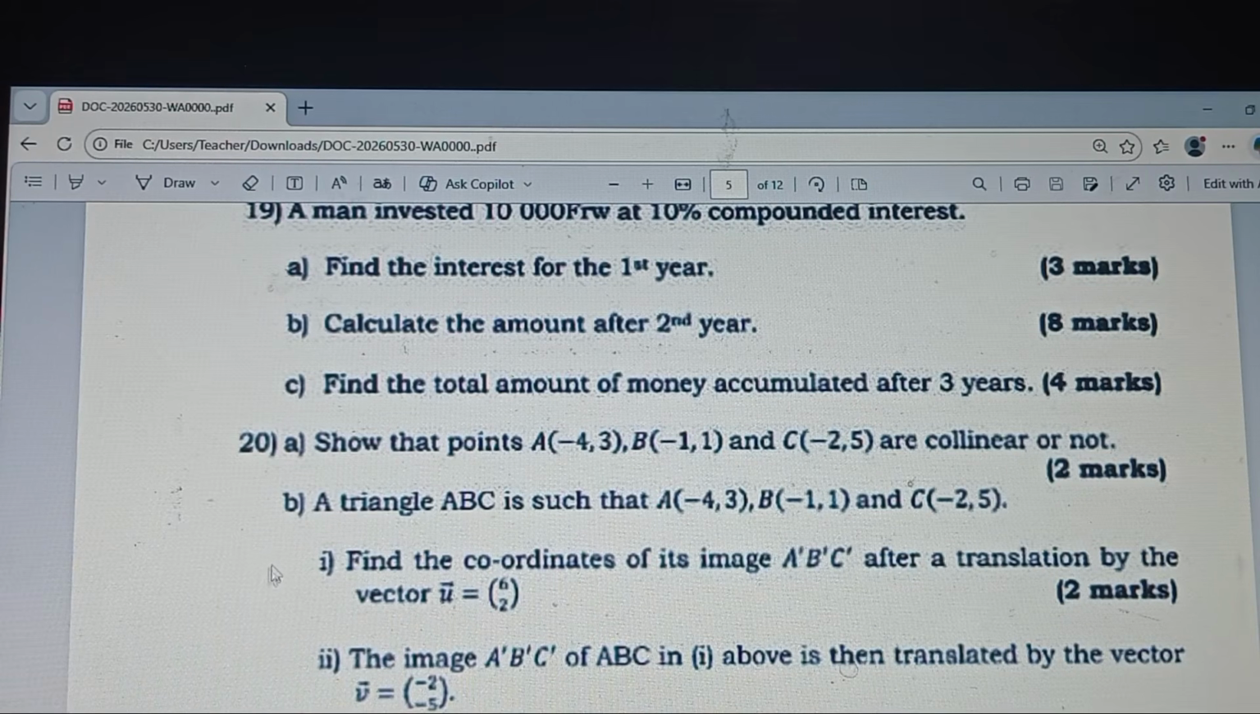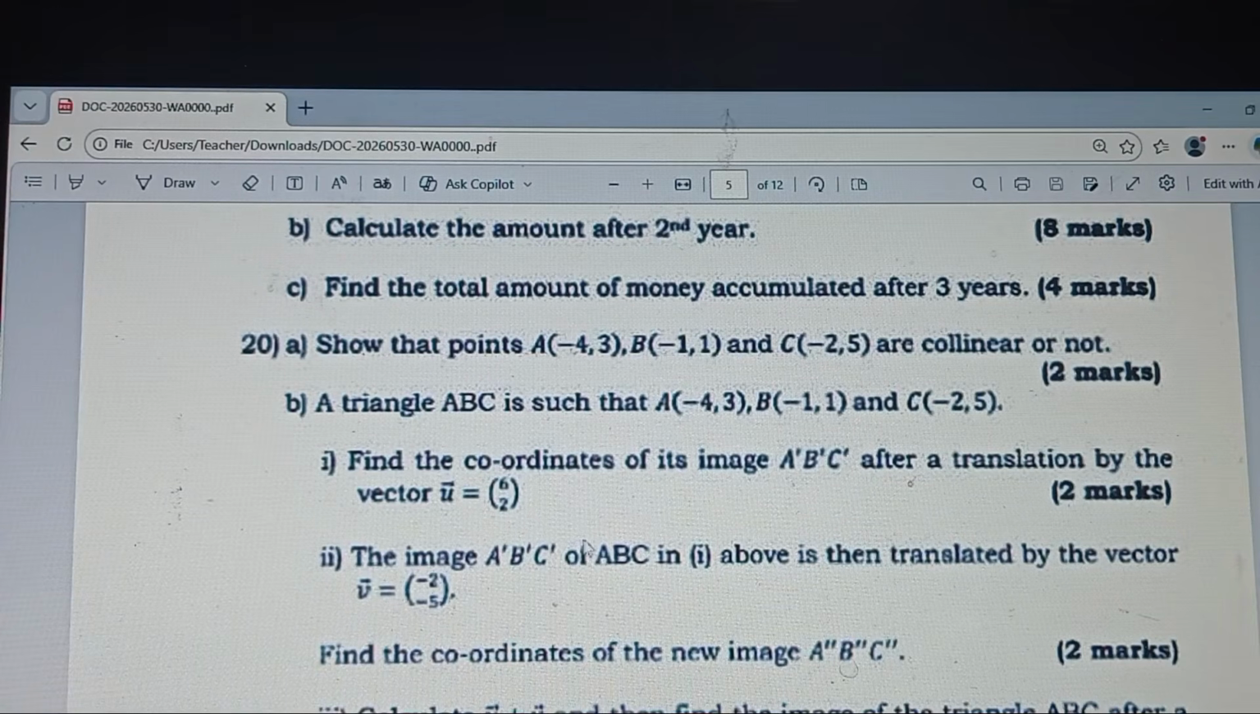Don't worry. For B, we have points A, B, C. We ask to find the image. Here we have a translation vector. Remember, the image is equal to the object plus the translation vector. It is very simple. Even for the image you obtain in A, we also ask to make a translation with the same vector. When you have A prime, you get A double prime. The formula is the same.